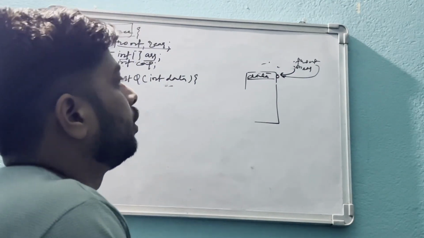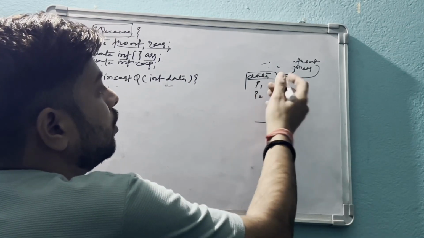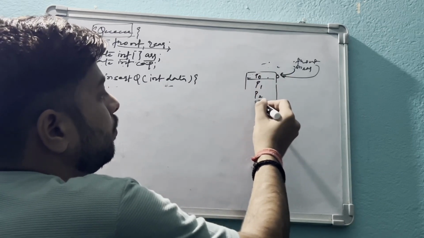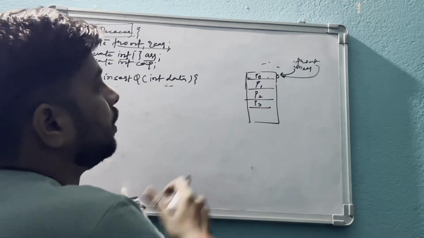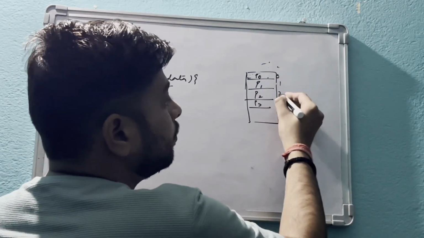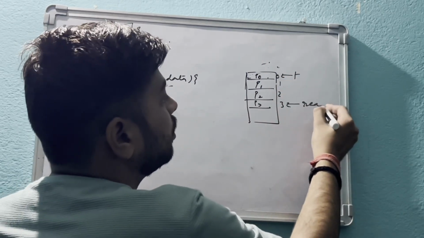Let's say we have inserted a few elements to the queue: P0, P1, P2, P3. We have inserted a few elements, and now I need to perform the delete operation. Now front would be pointing to the 0th index as usual. Front would be pointing to this one, rear would be pointing to this one.